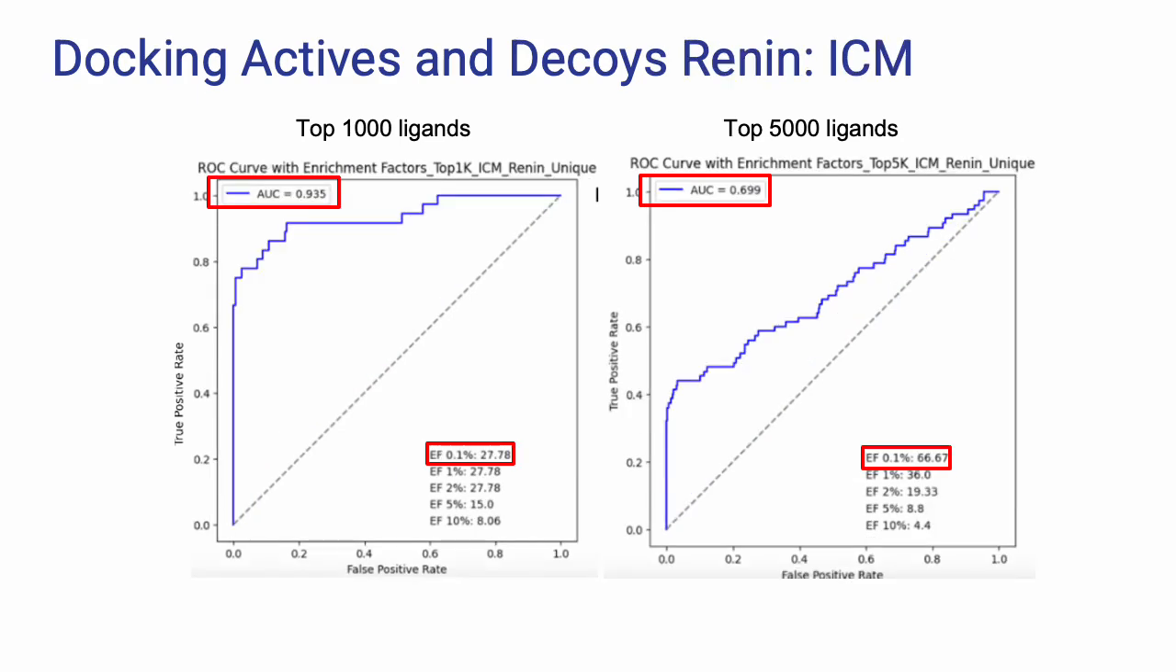Finally, for renin, ICM achieved a high AUC value of 0.94 and 0.7 for the top 1,000 and top 5,000 ligands respectively, indicating good discrimination between actives and decoys. The EF values for the top 0.1% were 27.8 and 66.7, showing better enrichment in the top 5,000 ligands, but more limited performance within the top 1,000 ligands.